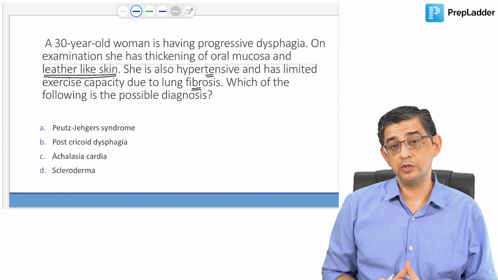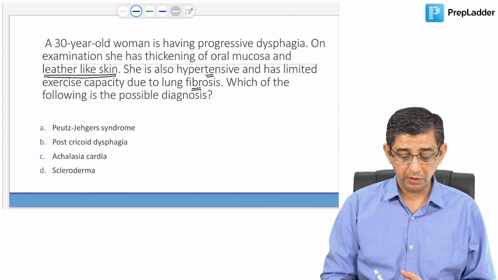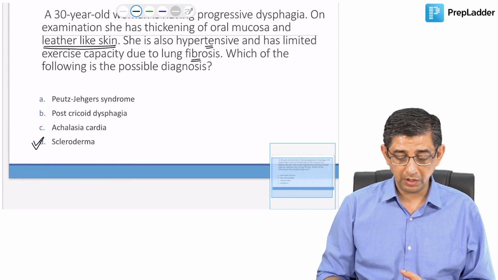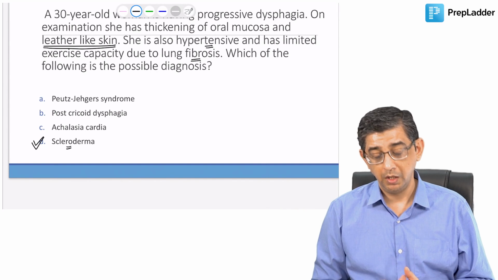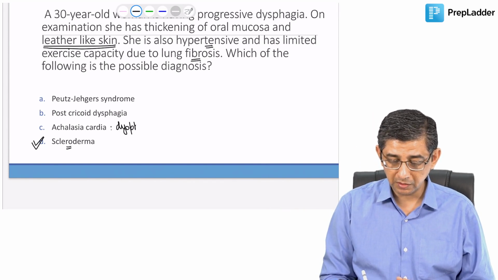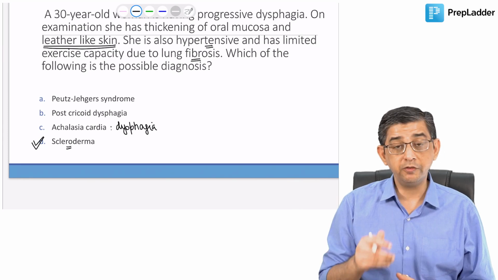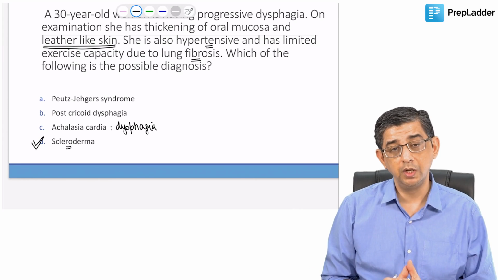What is the diagnosis of this person? The answer would be given clinically as scleroderma. Scleroderma is an autoimmune disorder characterized by 2 words. The sclero basically means the fibrosis component coming up. Achalasia cardia will only have complaints of progressive dysphagia. But in this person, apart from dysphagia, so many other features are given. So that's why achalasia cardia is ruled out.